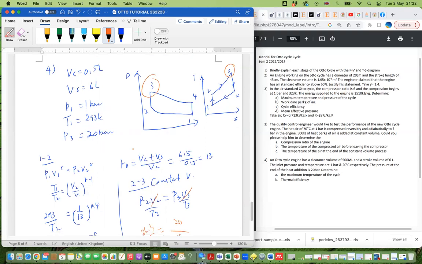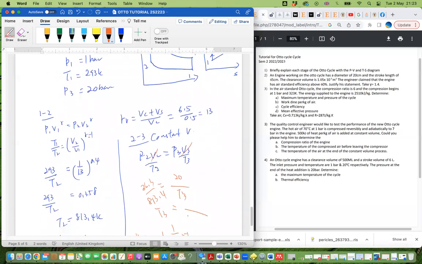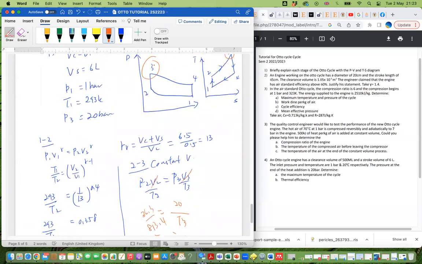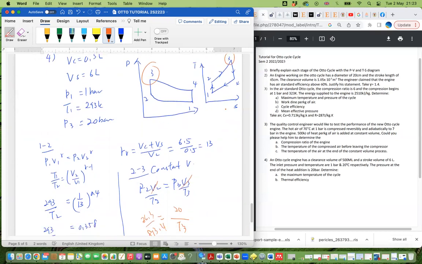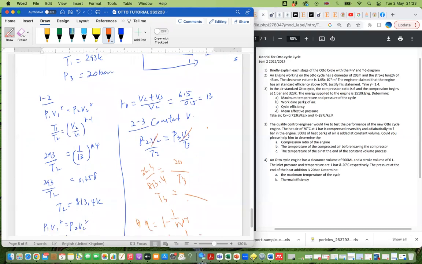If you look at this, we extract the information first. Okay, the VC is 0.5, the VS is 6. Okay, and the P1 is 1 bar, the T1 is 293 Kelvin, P3 is 20 bar. Okay, still again, we are looking for the maximum temperature, so T3. And the thermal efficiency. So the thermal efficiency, you need to find the compression ratio.